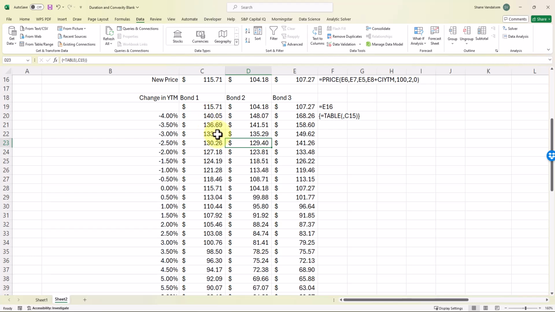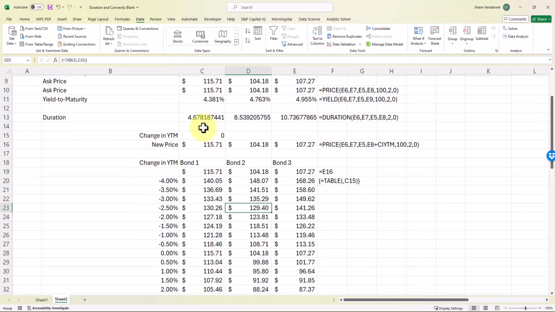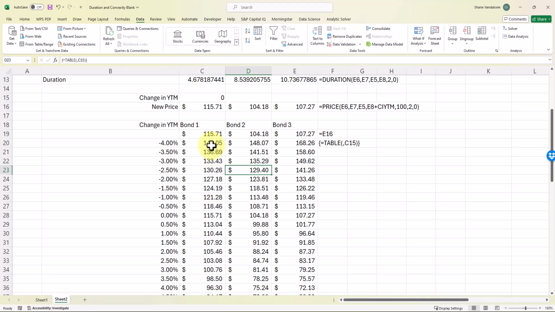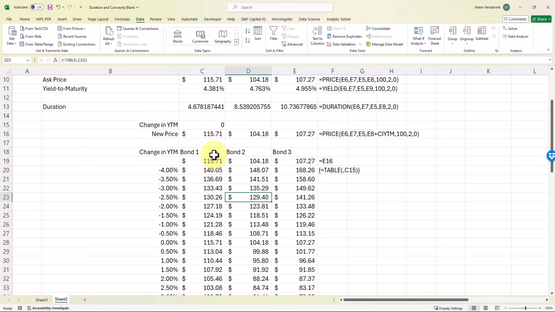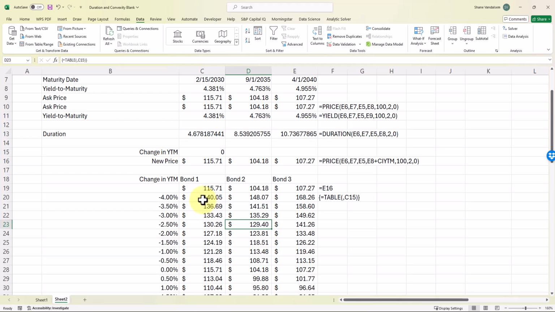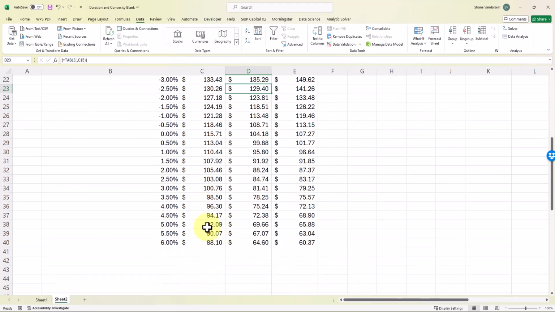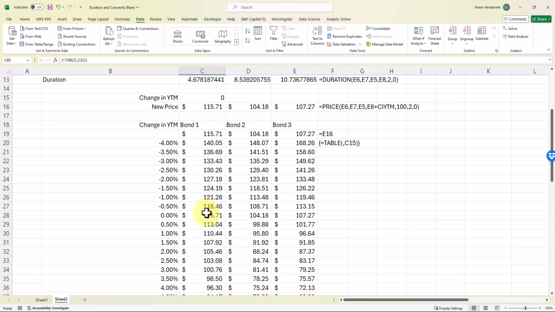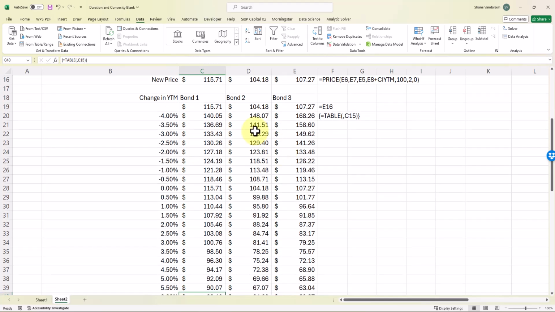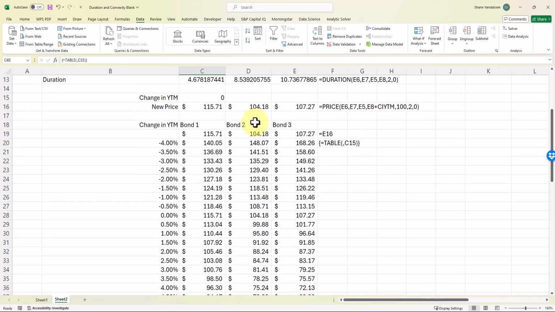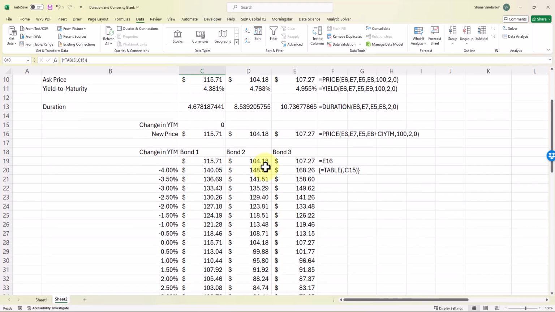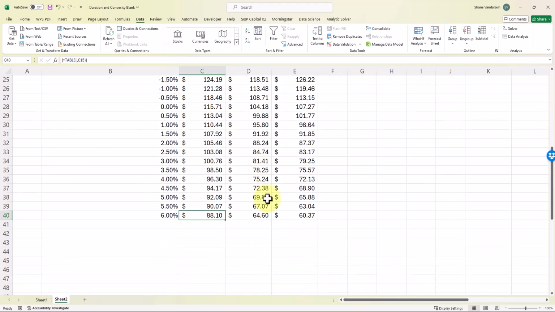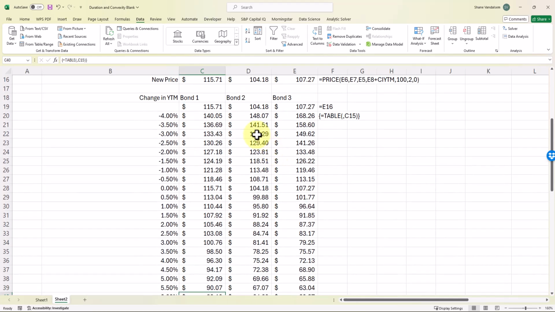So we can see here bond 1 has the lowest duration, and if the yield to maturity decreases by 4%, the value of the bond would increase to 140.05, and if it increases to 6%, the value of the bond would decrease to 88.10. That is the least amount of change that we have of our bonds, and that's to be expected because it has the lowest duration. We can see as the duration increases for the bond, the variability in the bond price given a change in the yield to maturity becomes greater.